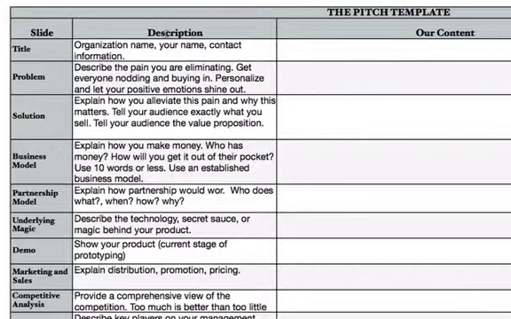This column labeled description tells what you need to do, and then our content, you just go ahead and type in the information for your technology company. So for example, here type in your organization name, your contact information. Under problem, what pain are you eliminating? And you want to get everyone that's listening to this pitch nodding and buying in. And you want to really personalize that and make your emotions shine out.